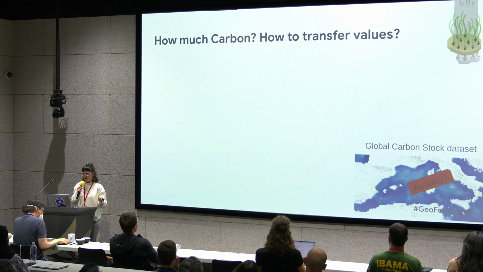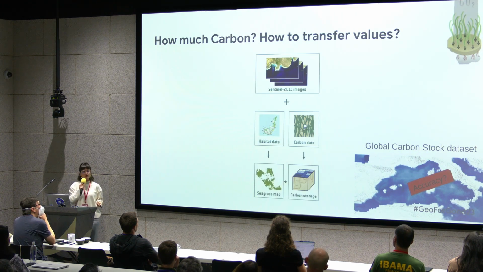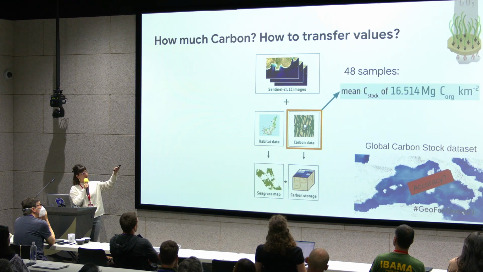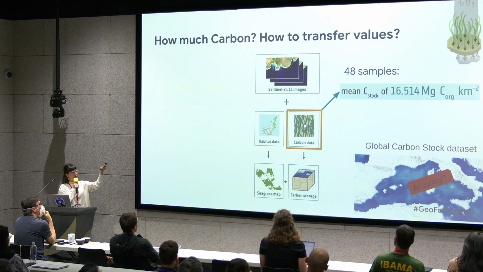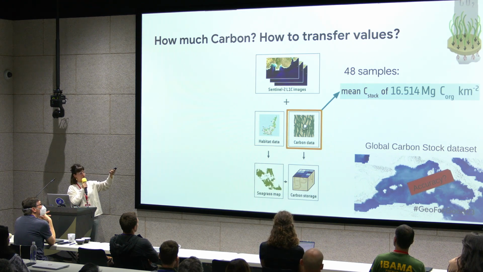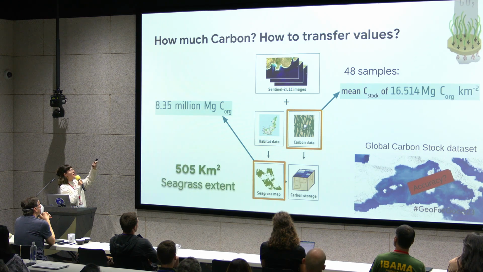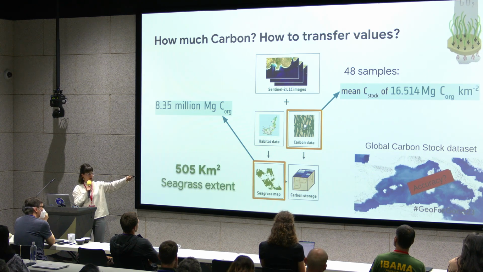But how much carbon? How can we transfer these values? This is the important part. So through bibliography, we have these 48 samples. So this is the value of mean carbon stock per square kilometer in these seagrasses for the area. And for the extent we mapped, we have 8.35 million megagrams of organic carbon. There are other data sets for global carbon stock, but these are not accurate, so we need to generate these regional data sets.